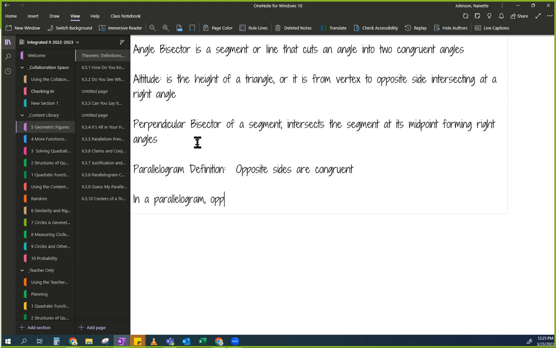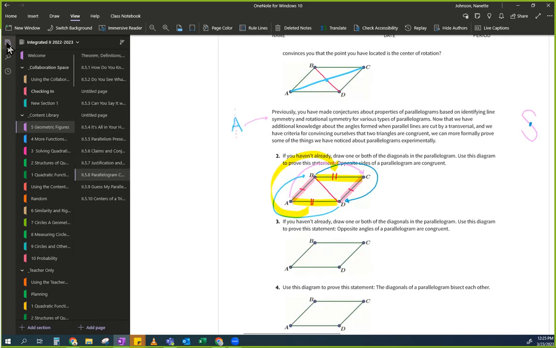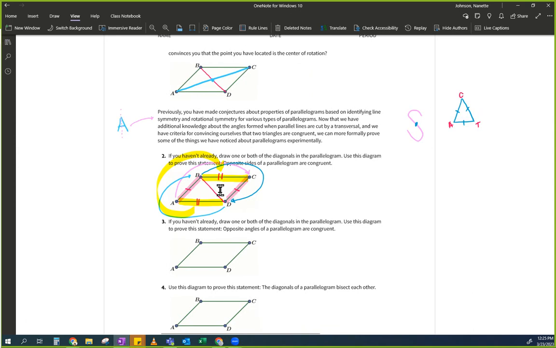parallelogram, opposite sides are, I said this wrong. Look at, I wrote it wrong. The definition is when they're parallel. Does that make sense? So now you can use this. The moment that I tell you, hey, we're dealing with a parallelogram, you have opposite sides are parallel, you have opposite sides are congruent. Okay? Is everybody comfortable with that?